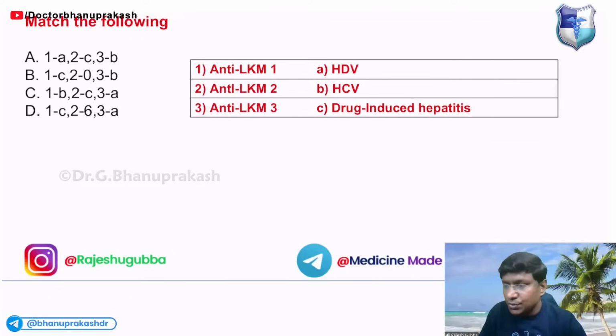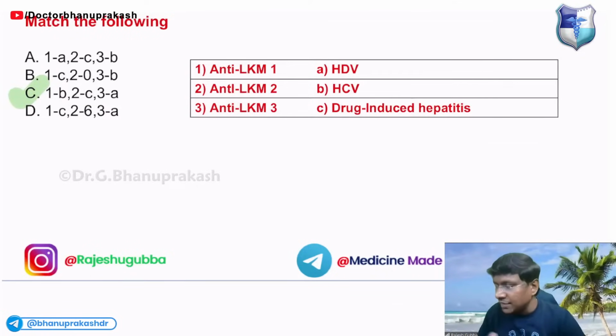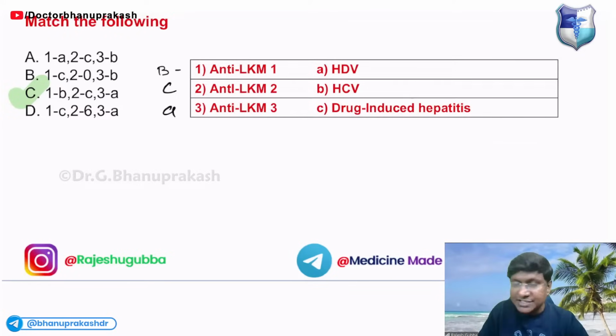Yes, very good, Anash. The answer is C. Anti-LKM1 is associated with hepatitis C. Anti-LKM2 is observed in drug-induced hepatitis. Anti-LKM3 is present in HDV infection.